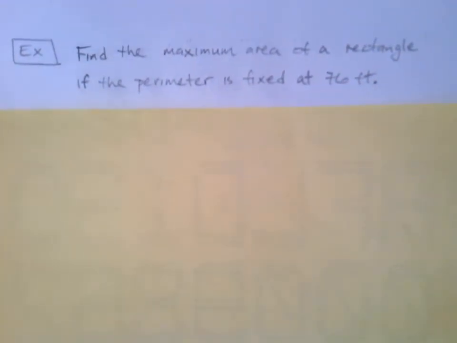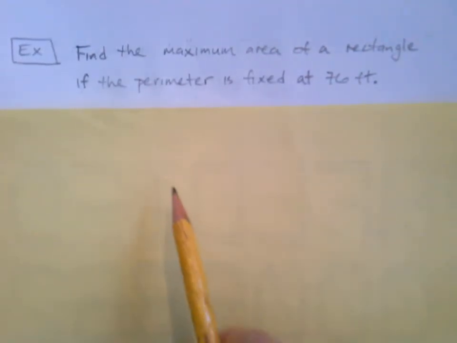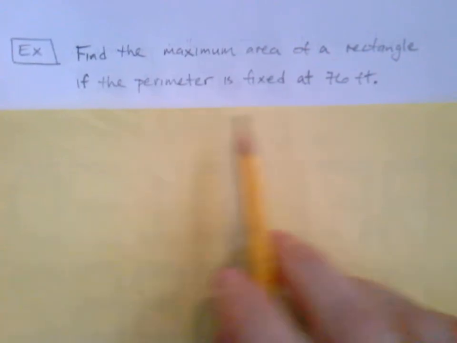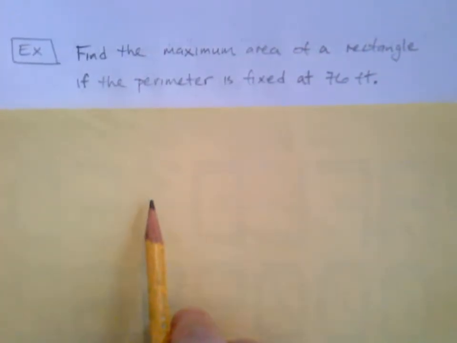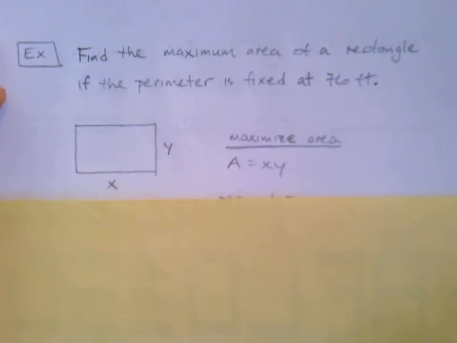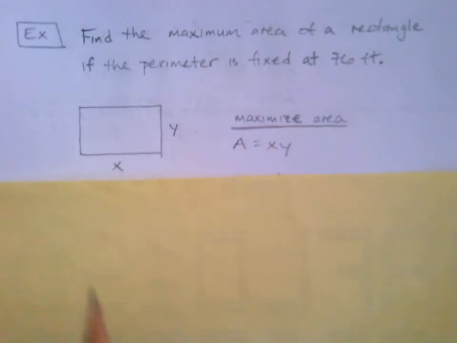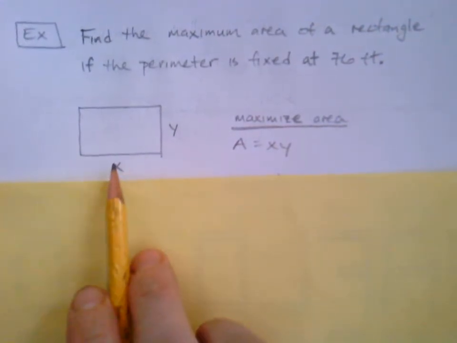Find the maximum area of a rectangle if the perimeter is fixed at 76 feet. The maximum, okay, so we've got a rectangle, maximize the area. We know what the perimeter is going to be. It's almost like we have a fixed amount of materials, let's say, to build that rectangle. We just want to make the area as big as possible. So I would recommend, especially for problems such as this, give yourself a drawing. Give yourself a simple rectangle and label the sides.